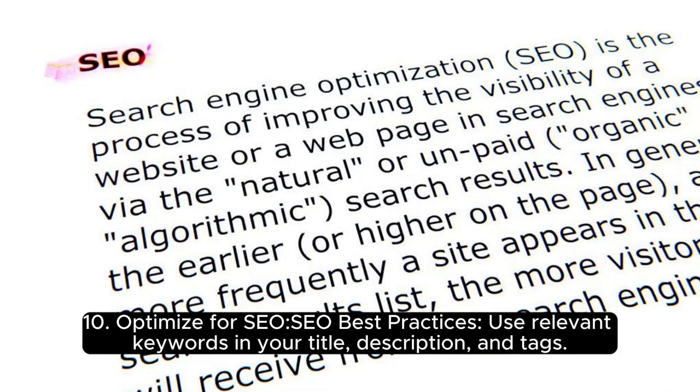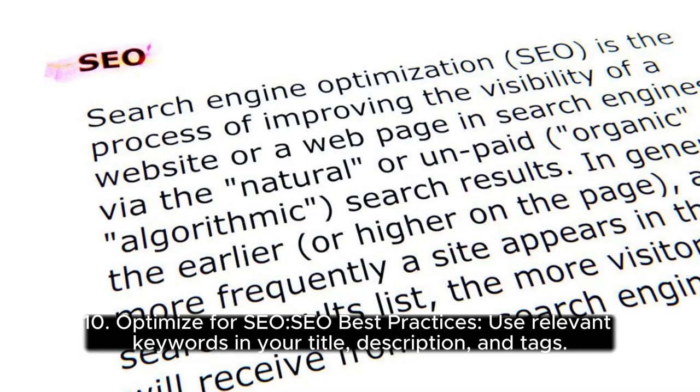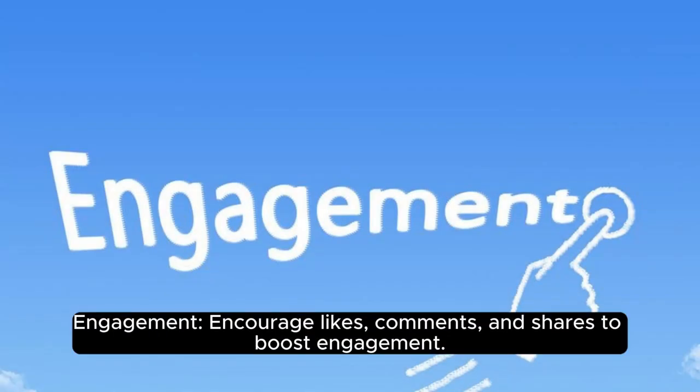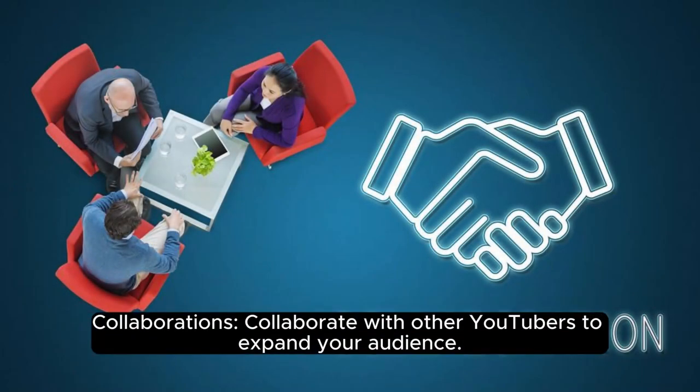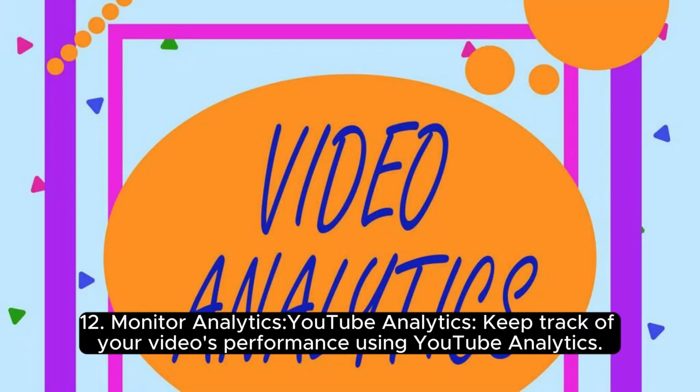10. Optimize for SEO. SEO best practices. Use relevant keywords in your title, description, and tags. Engagement. Encourage likes, comments, and shares to boost engagement. 11. Promote your video. Social media. Share your video on your social media platforms. Collaborations. Collaborate with other YouTubers to expand your audience. 12. Monitor analytics. YouTube analytics. Keep track of your video's performance using YouTube analytics.